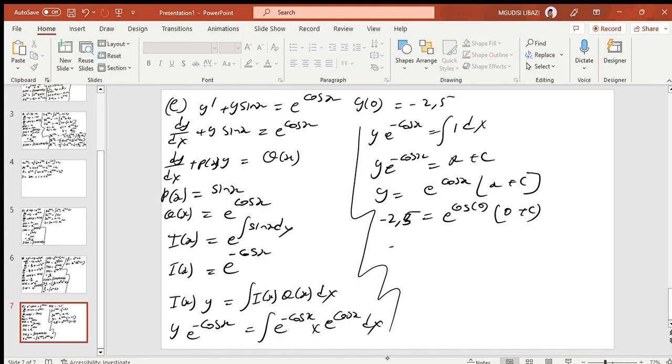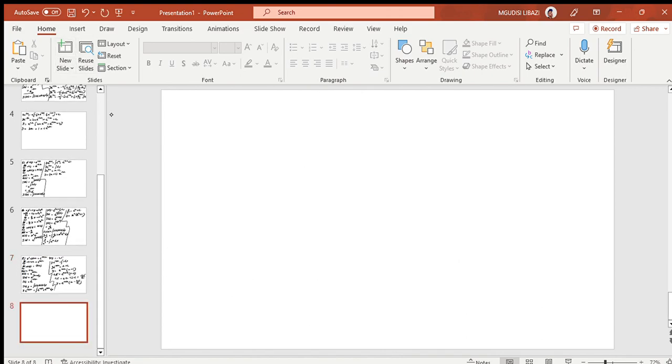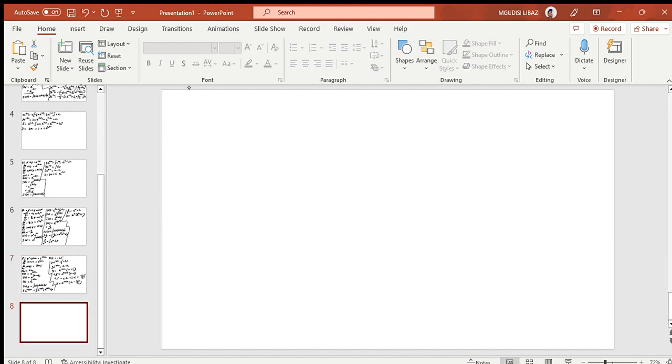That means now we have negative 2.5 is equal to e raised to 1 multiplied by 0 plus c, which is c. Then that means now our c becomes negative 2.5 divided by e. That means our solution is y is equal to e raised to cosine of x into x minus 2.5 over e. So that's what we get. That's our solution there.